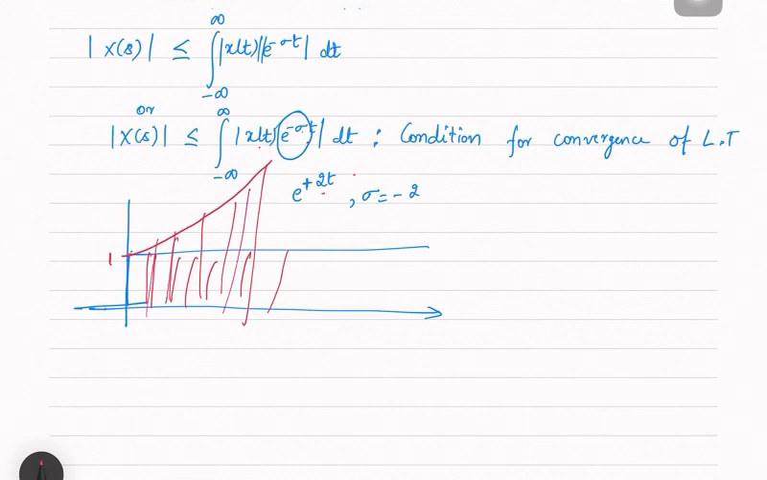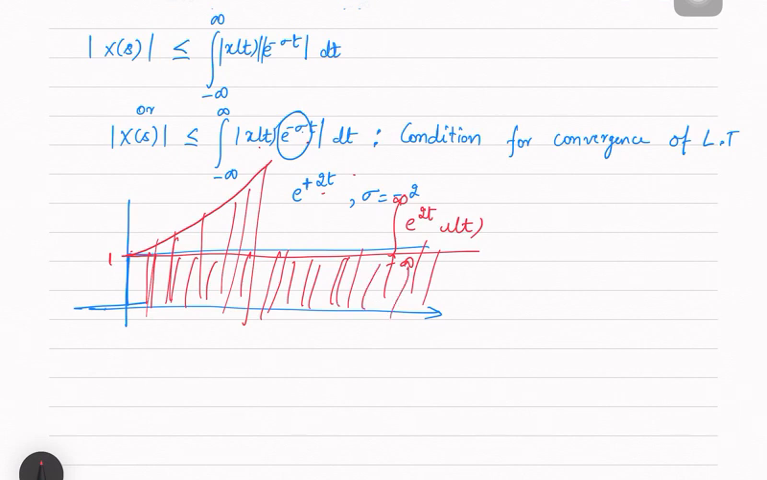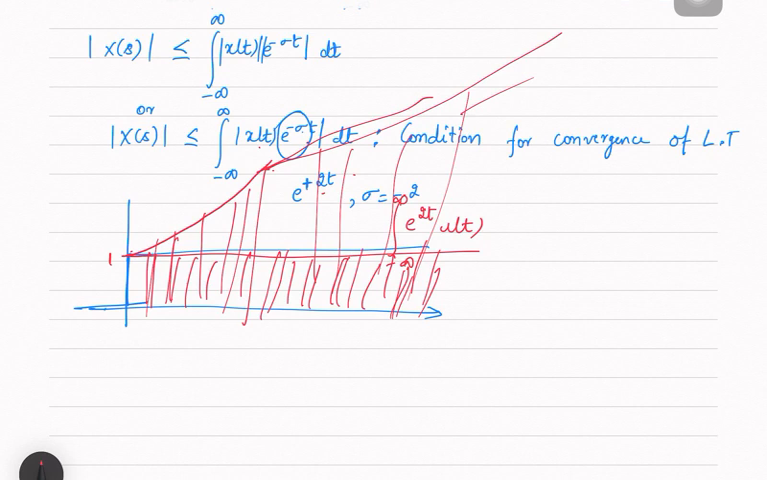Because when you multiply e power 2t with u of t and calculate the area under the curve, this is what you are doing. In case of u of t, you are calculating the area under this curve. Now obviously this will go to infinity like this, so this area is obviously larger than this. If this is infinity, this has to be infinity, there is no other way.